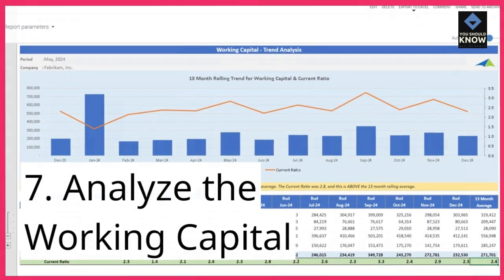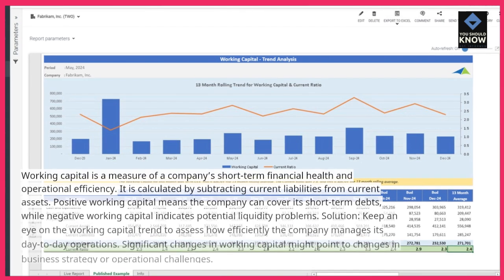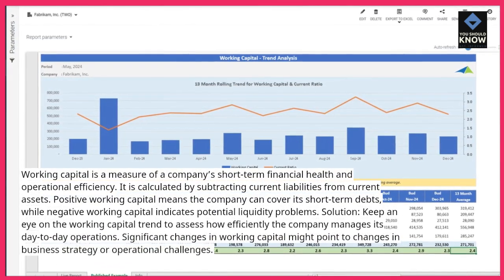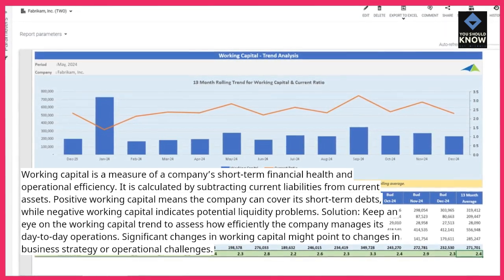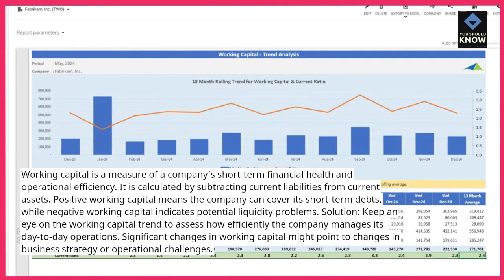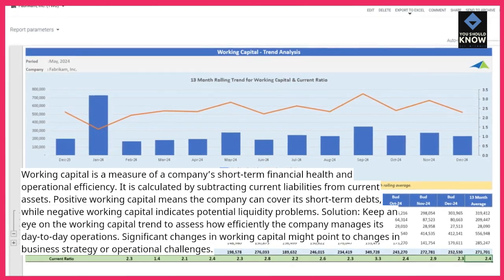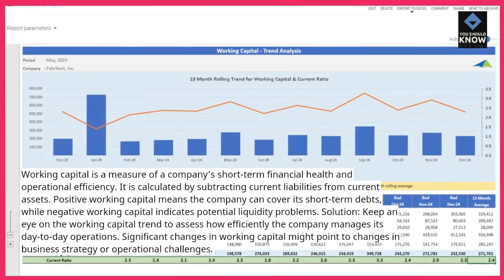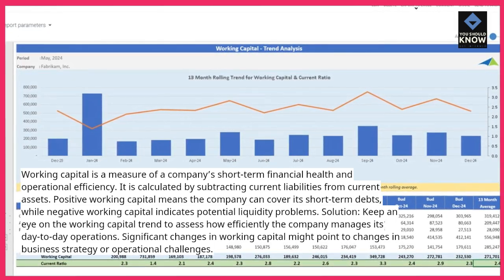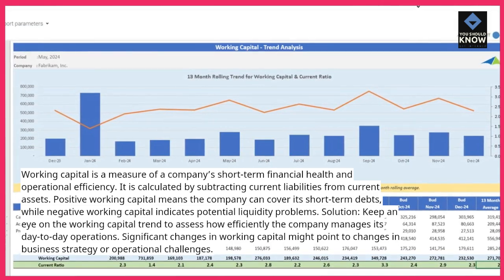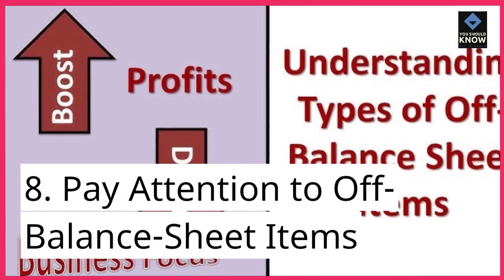7. Analyze the working capital. Working capital is a measure of a company's short-term financial health and operational efficiency. It is calculated by subtracting current liabilities from current assets. Positive working capital means the company can cover its short-term debts, while negative working capital indicates potential liquidity problems. Solution: keep an eye on the working capital trend to assess how efficiently the company manages its day-to-day operations. Significant changes in working capital might point to changes in business strategy or operational challenges.